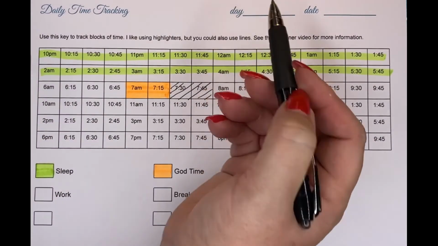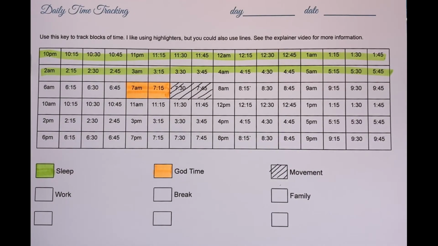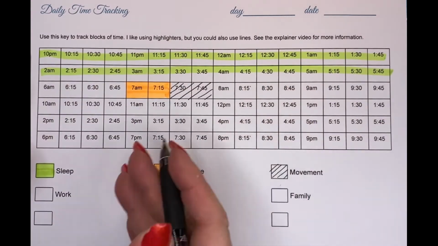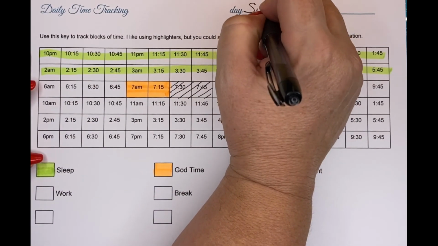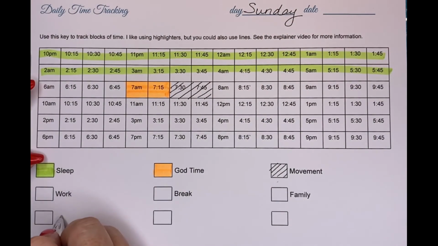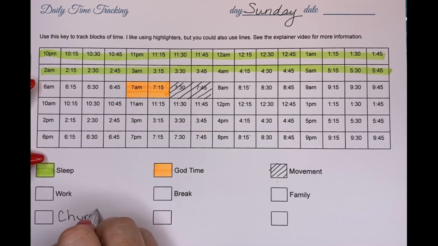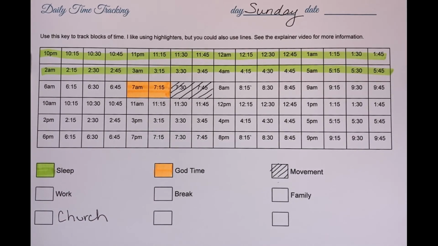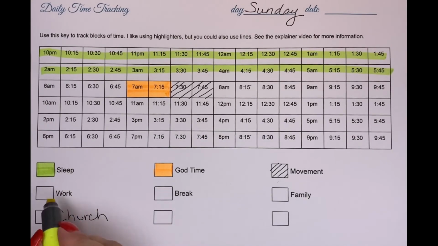There's also a space up here so that you can put what day of the week it is. Right? Sunday will look very different than Monday. So let's say this is a Sunday, right? Then I might need to fill in church time right there. Fill it in with a color.